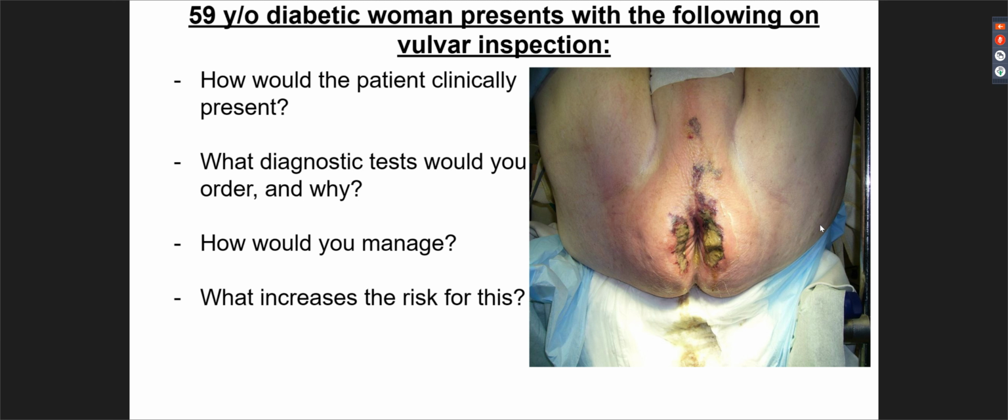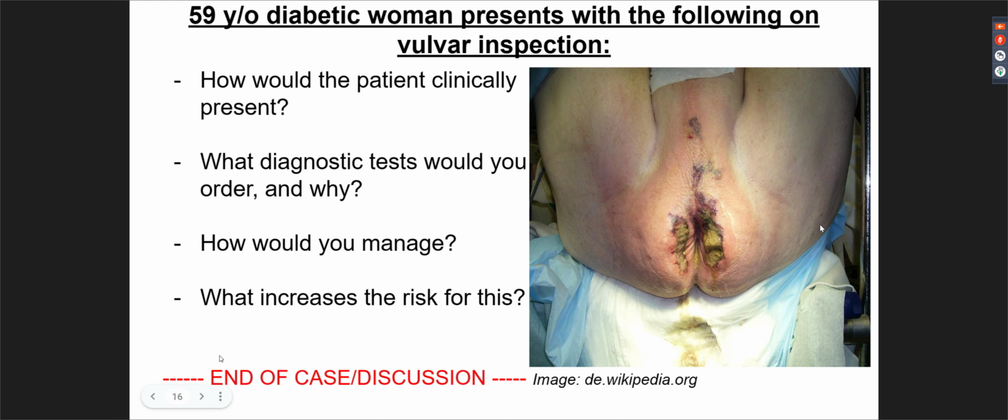Is there any criteria that you know of that would give you more of an indication of a poorer outcome? Honestly, I'm not aware of anything like that. I would have to look that up.